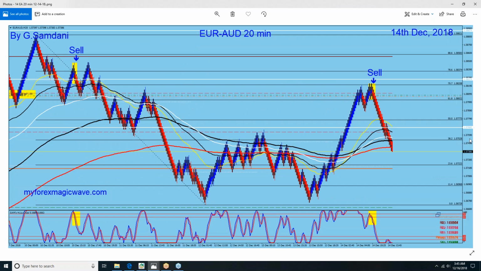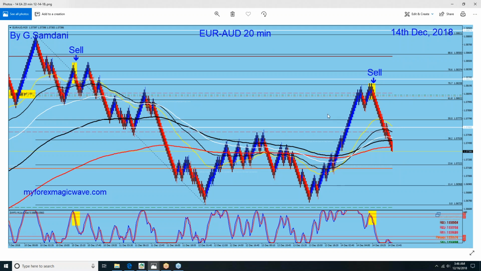Okay, and on the 14th, again one more Euro Aussie, it went up, retraced, and then dropped again. Remember I showed you this one and this one. Now it went up again and I shorted again. Okay, so these are the trades.